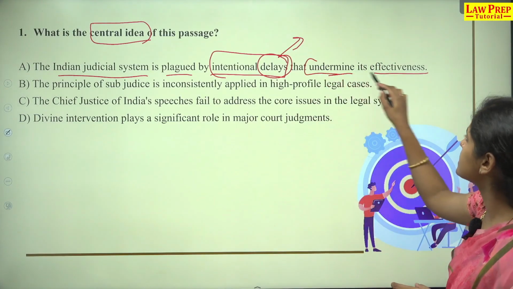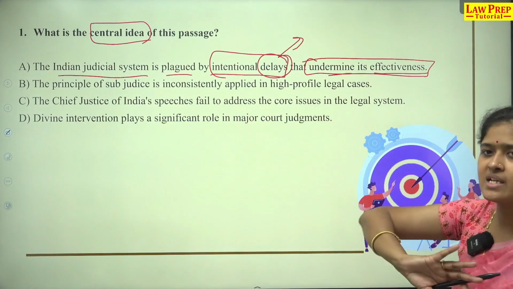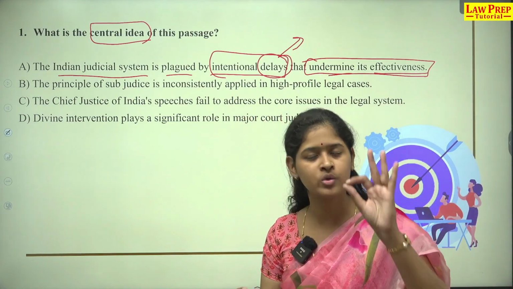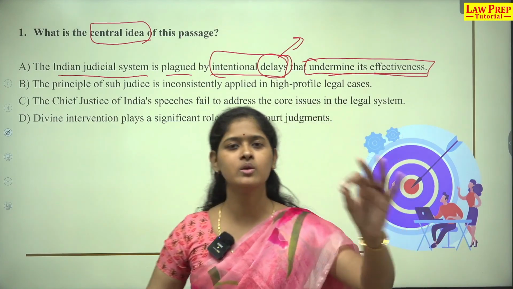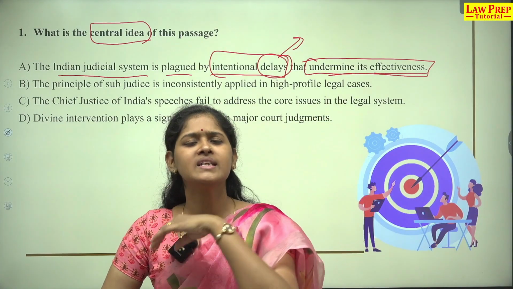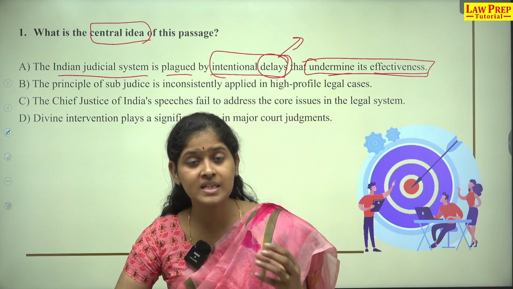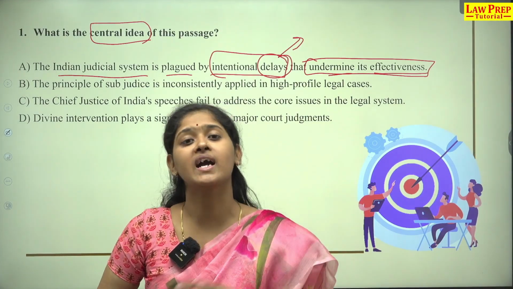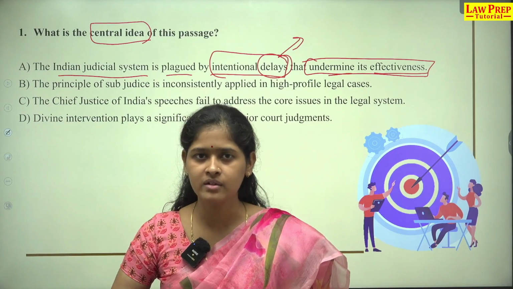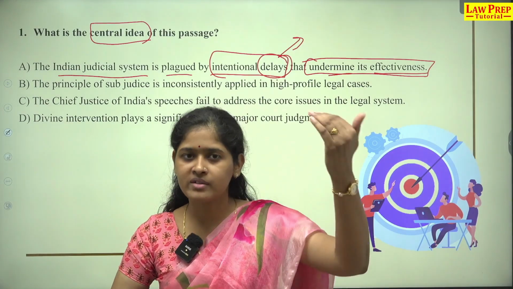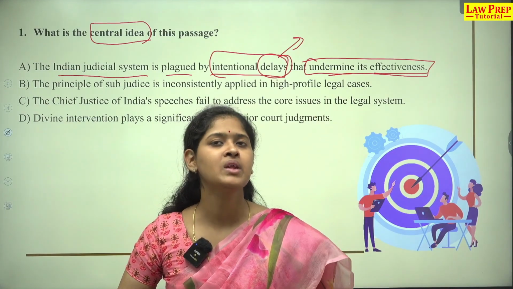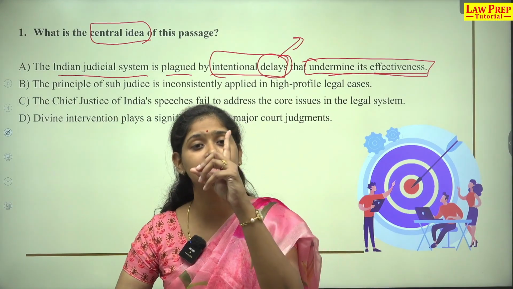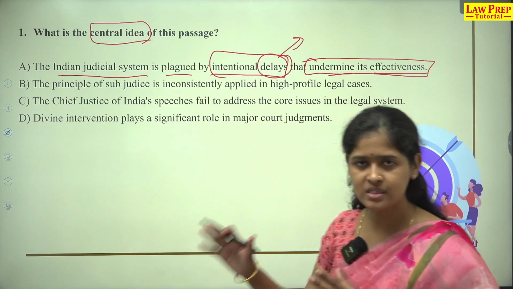See, when you read this, undermine its effectiveness, the central idea has to take the whole thing into account. And when you read the passage, don't you think the CJI or the author is trying to point out that these absurd reasons are responsible for the judiciary not doing its actual work? Am I right? When you are reading it, you can easily see that what they are trying to convey is that the judiciary is not working up to its mark, right? Let's look at other options.